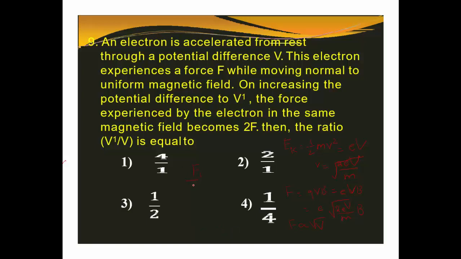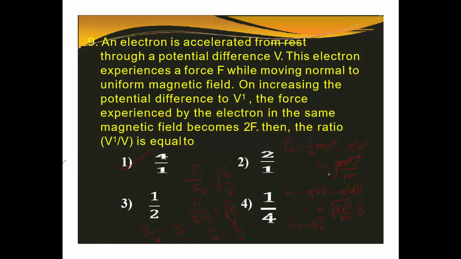F1 by F2 equals root of V by V dash. F1 is F, F2 is 2F. Now it is equal to root of V by V dash. Squaring on both sides, F cancels, and we get 1 by 4 equals V by V dash. Now it is asked for V dash by V. It will be 4 by 1. So the correct option is 1.